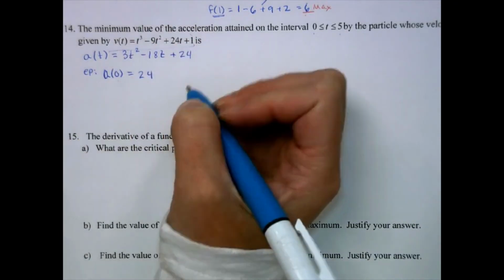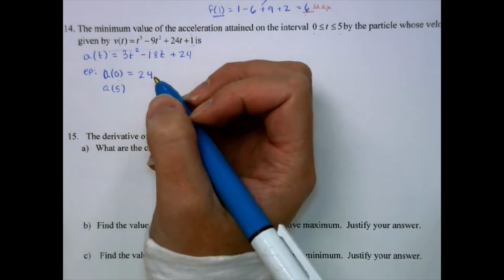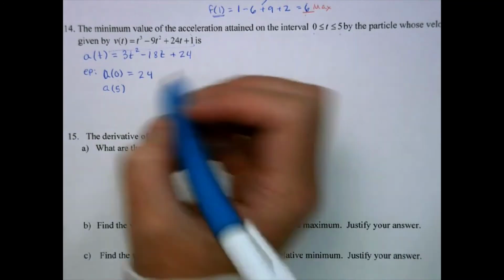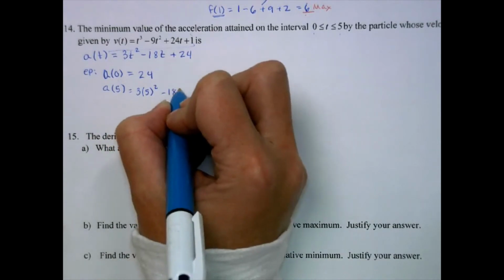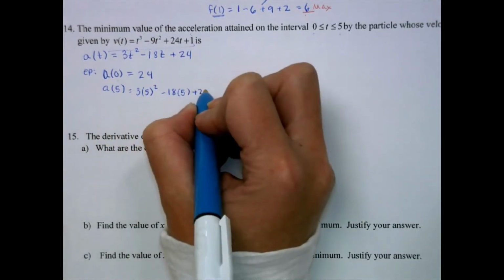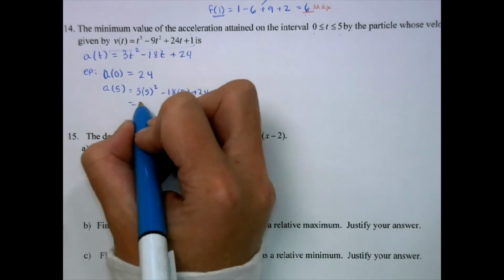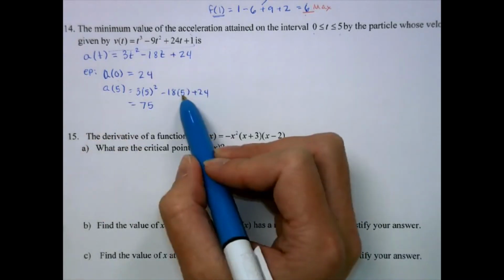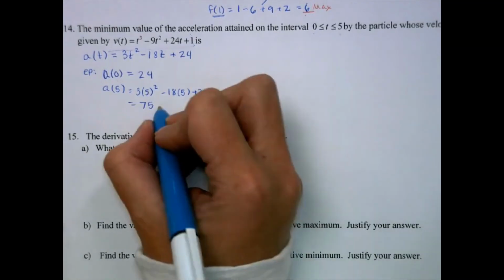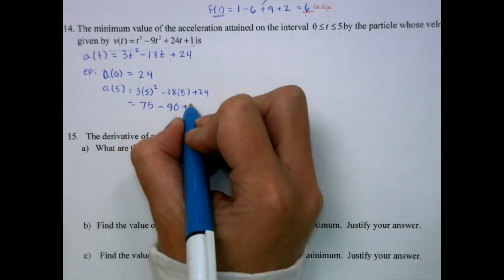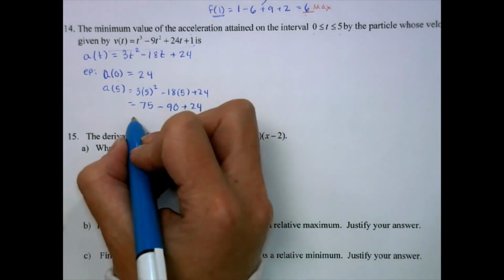A of 5 is going to be 3 times 5 squared minus 18 times 5 plus 24. So these numbers kind of get big, but we can handle it. This will be 25 times 3 is 75. 18 times 5, well 18 times 10 would be 180, so half of that would be 90, just a little trick. Okay, so this ends up being 99 minus 90 is 9.